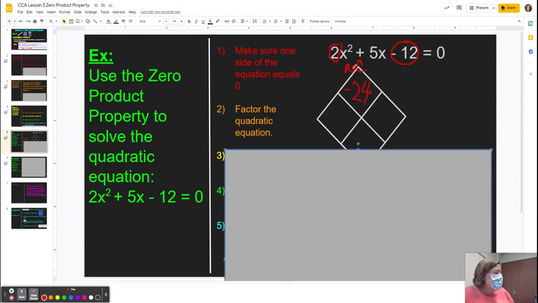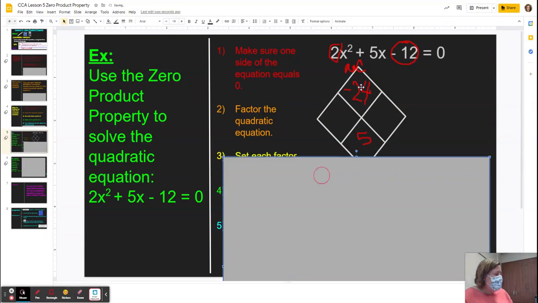So we know that the top needs to be A times whatever C is, and then the bottom is our B, so in this case it's 5. So then you have to think of what are those factor pairs of negative 24 that add up to positive 5. Matthew? 3. Question for you. 3 and negative 8, does that add up to positive 5? What should we change? Yeah, let's make the 3 the negative 8.